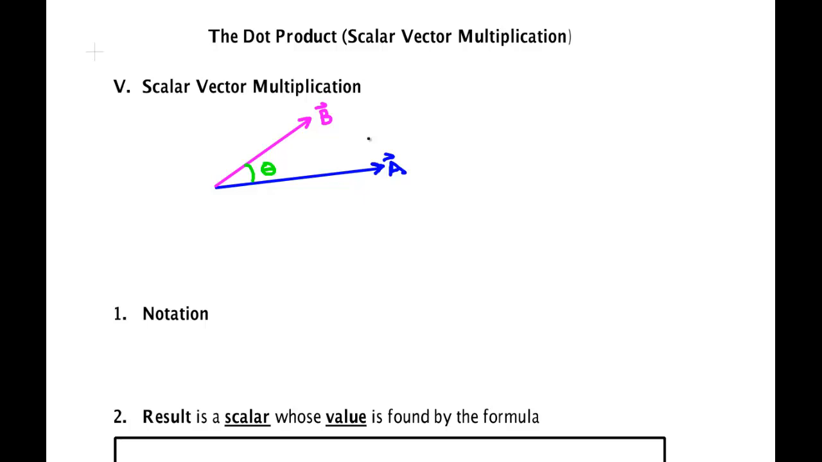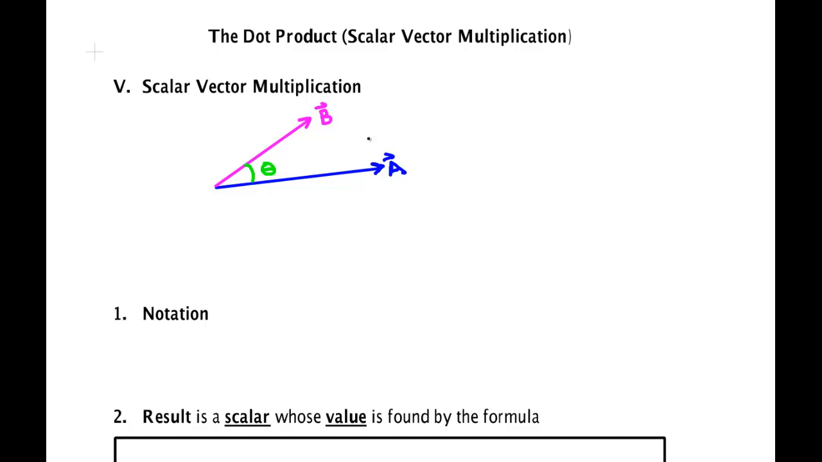There are at least 2 other types of multiplication of vectors that are important in physics at your level. One is called the dot product, or scalar vector multiplication, in which 2 vectors are multiplied together and you end up not with a vector but a scalar number. Then there's also what's called the vector or cross product, in which 2 vectors are multiplied together and you get a third vector that's perpendicular to the first 2. We'll talk about that one later on when we get to rotation.